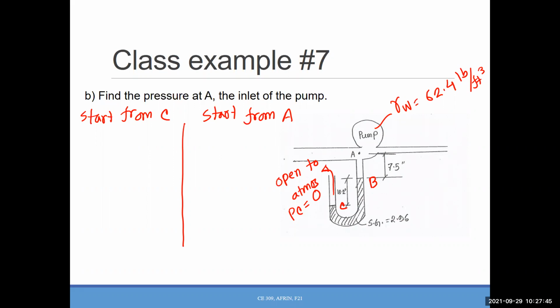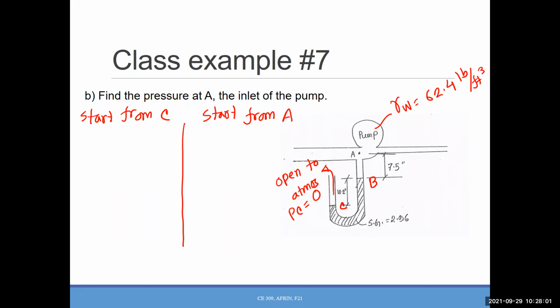So you should get a negative number here. That's because a pump is working here and pump actually sucks water from outside. That means the pressure inside that pump should be negative so that it can attract more fluid.